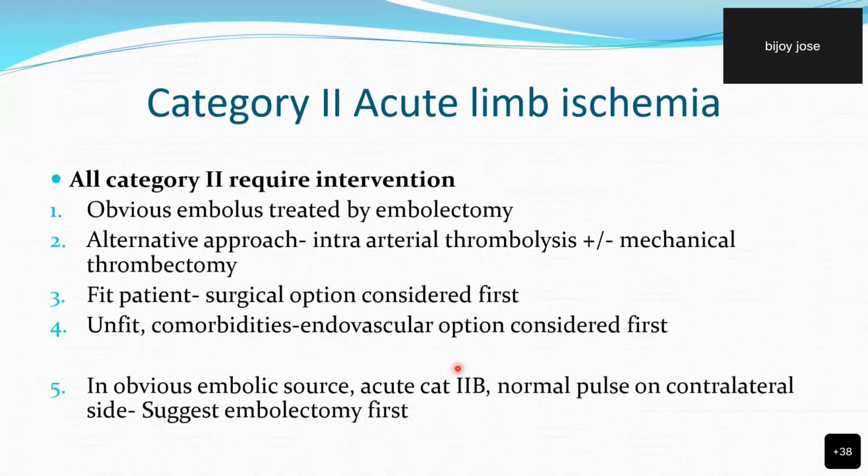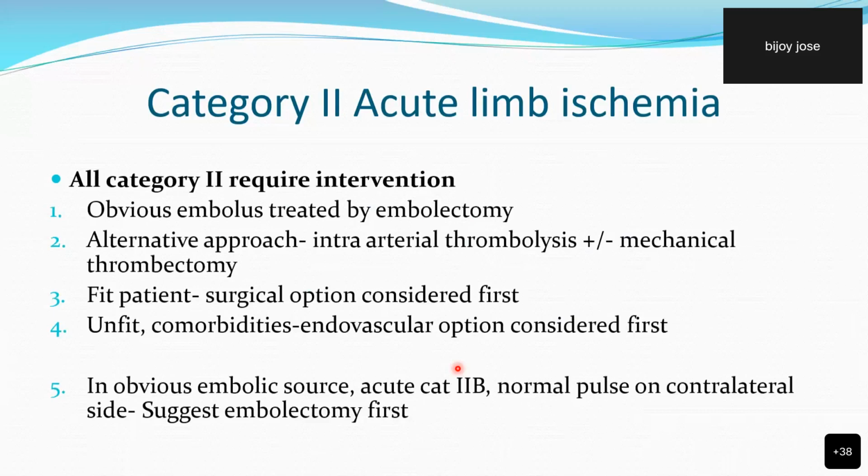In category 2 acute limb ischemia, all category 2 requires some kind of intervention, because the limb is already threatened. The patient presents with either sensory or motor or combined sensory motor weakness. So intervention is required in category 2 limb ischemia. What intervention we will do depends upon the severity of the ischemia, comorbidities of the patient, and the type of occlusion.